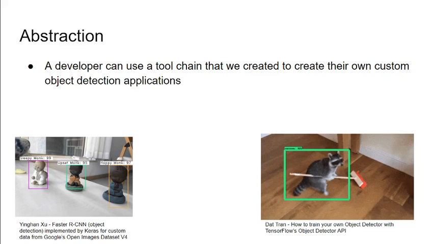We also abstracted our toolchain by combining a tutorial that had multiple scripts and parameters and directories being used into a single script and a few directories. So we will be posting this to GitHub, and you too can create your own custom object detection applications. Please reach out to us if you'd like any help.